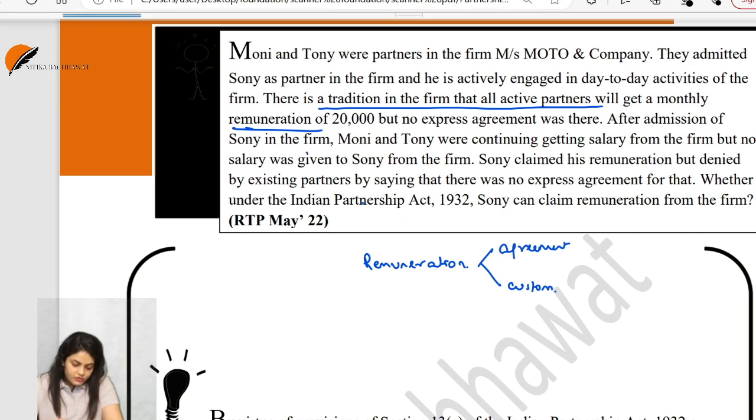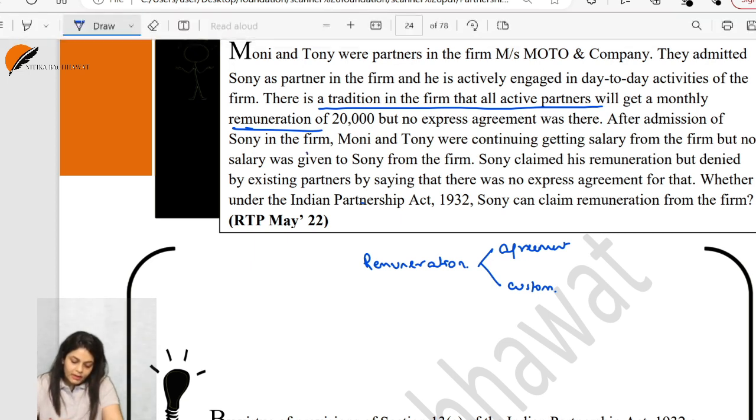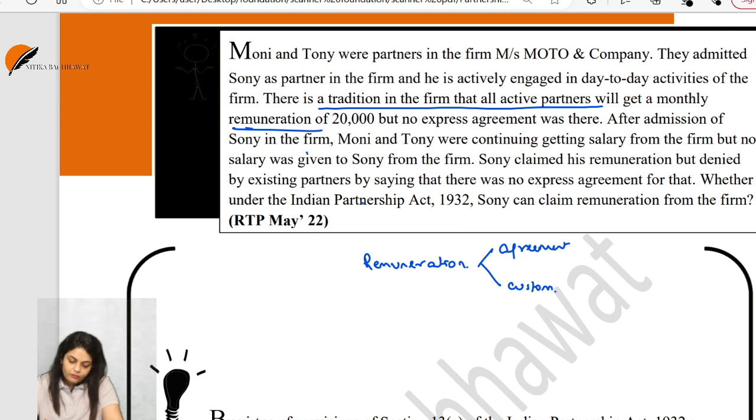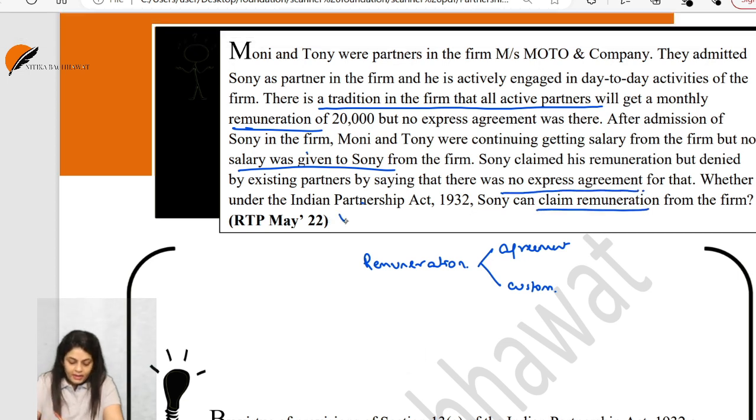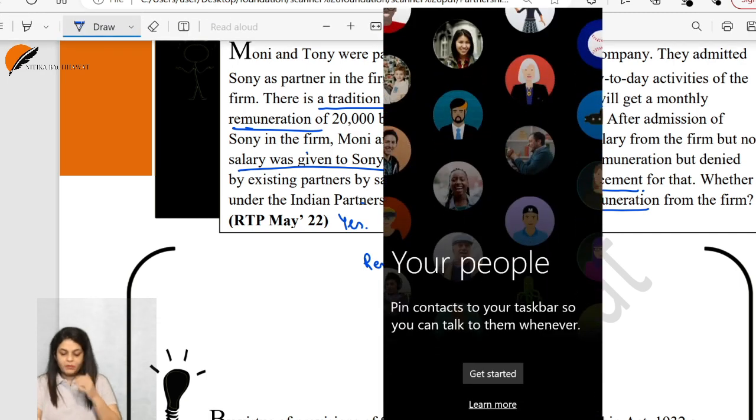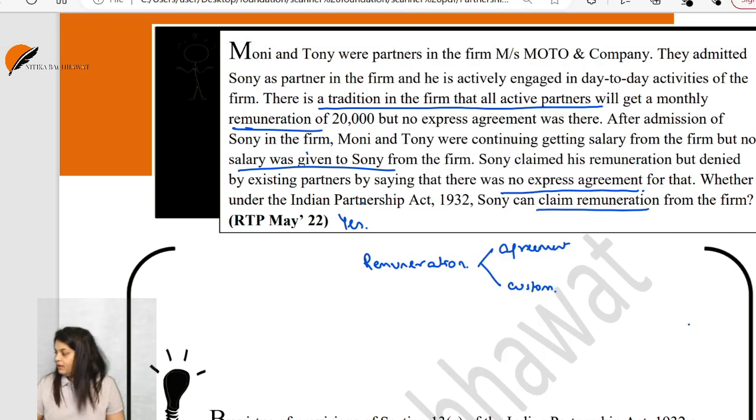After admission of Sony in the firm, Moni and Tony were continuing getting salary from the firm, but no salary was given to Sony from the firm. Since he's an active partner, he's entitled to get. Sony claimed his remuneration but denied by existing partners by saying that there was no express agreement. Whether under the partnership can he claim? Yes, he can claim remuneration because remuneration is payable either in case of an agreement or if there is a custom.